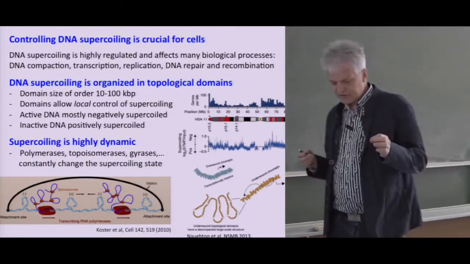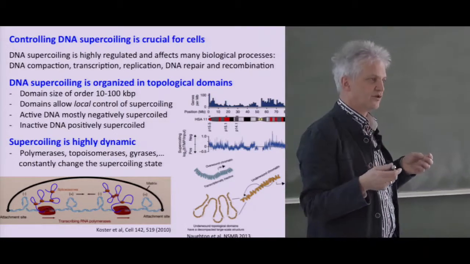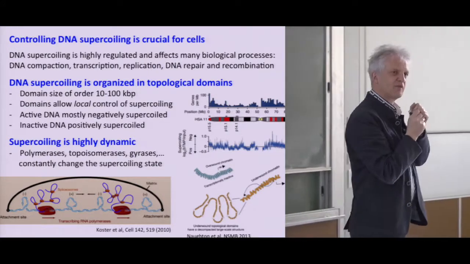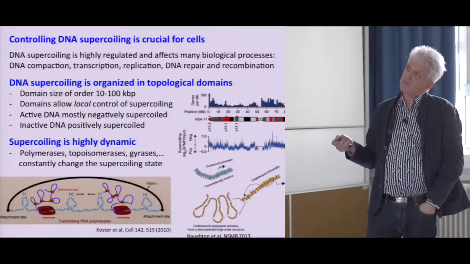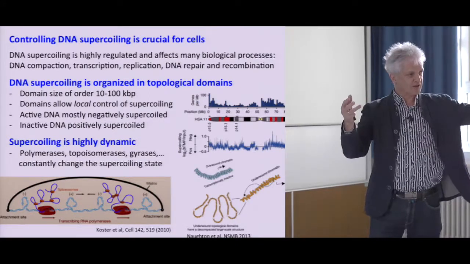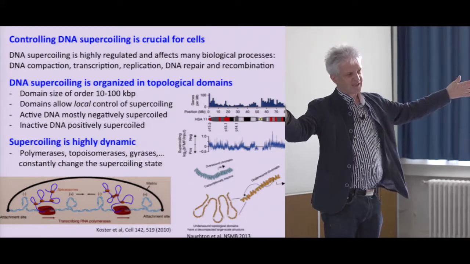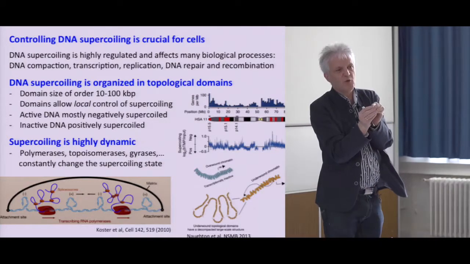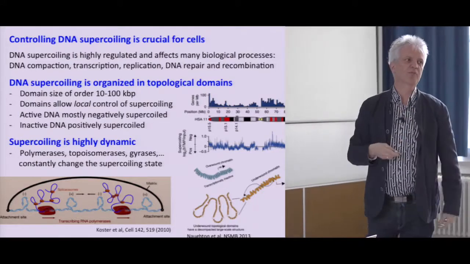This kind of structure is not only a physicist's playground. It's biologically crucial. It's vital for cells. If you don't have control over the exact amount of plectonemic supercoils, cells die. That's because it's involved in regulating many processes, like the compaction of DNA. In each of your cells, you have about 2 meters of DNA. And that 2 meters of DNA is condensed into a structure of a few microns in the nucleus of your cell. So in that condensation, this supercoiling plays an important role.